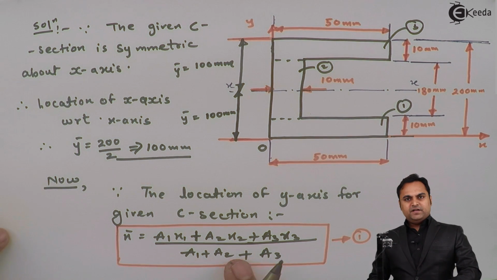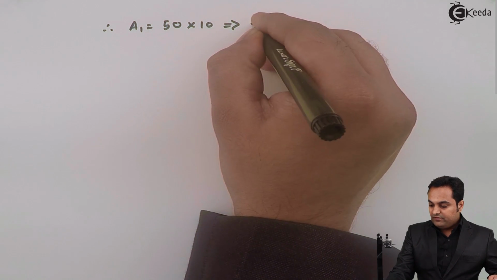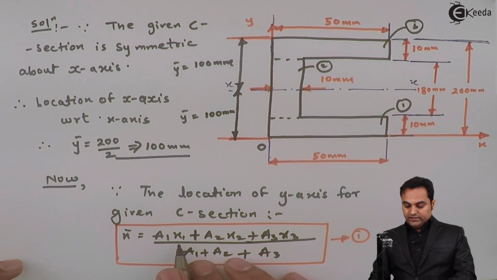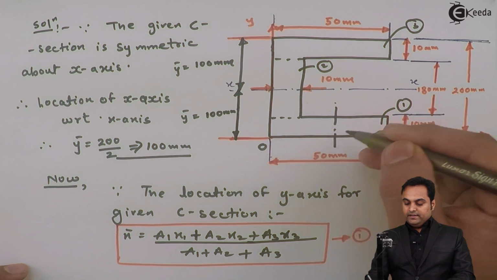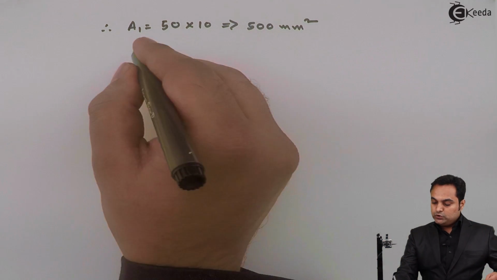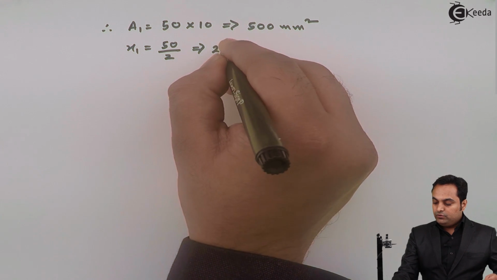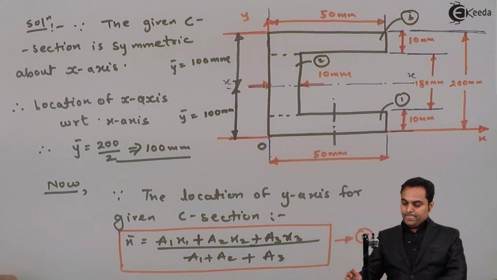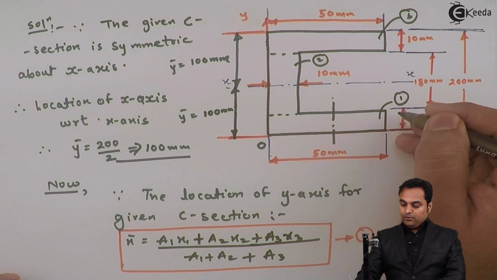Now in x bar and y bar I need to know all these values, so area 1 will be 50 into 10, that is 500 mm square. Next, x1 is the location of the y-axis for rectangle number 1, and that is at half of 50, so x1 is equal to 50 by 2, that is equal to 25 mm. x1 is equal to 25 mm, that is, the location of the y-axis for rectangle number 1.